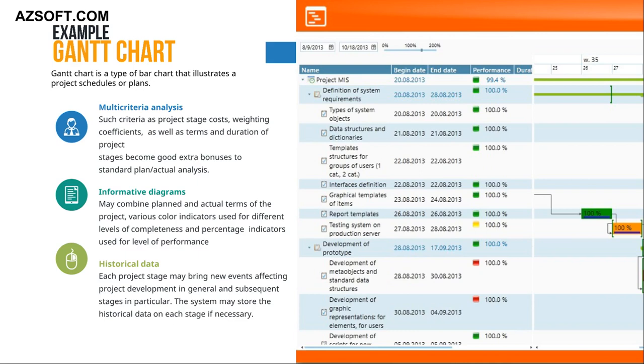Informative diagrams may combine planned and actual terms of the project, with various color indicators used for different levels of completeness and percentage indicators used for level of performance. Historical data: each project stage may bring new events affecting project development in general and subsequent stages in particular. The system may store the historical data on each stage if necessary.